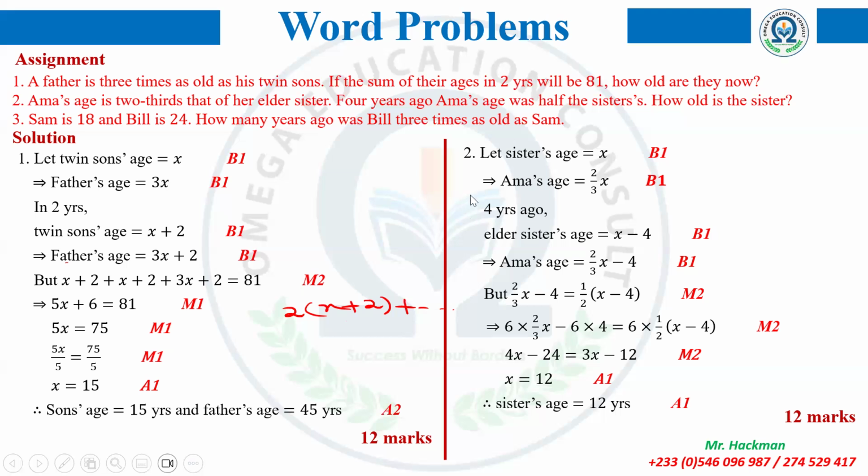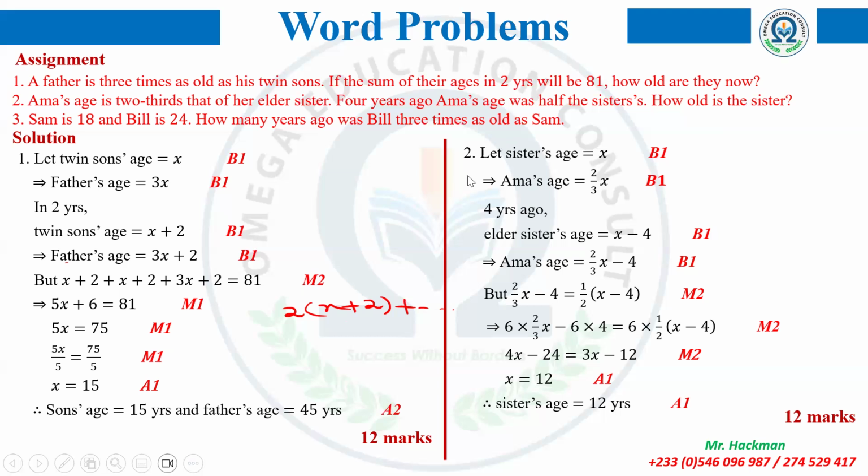So now quickly, if my point is well made there, let's go and look at question number 2. Question number 2, let's read it. Ame's age is 2/3 that of her elder sister. 4 years ago, Ame's age was half the sister's. How old is the sister? So here you are looking for only the sister's age. So that's what you are going to conclude with.